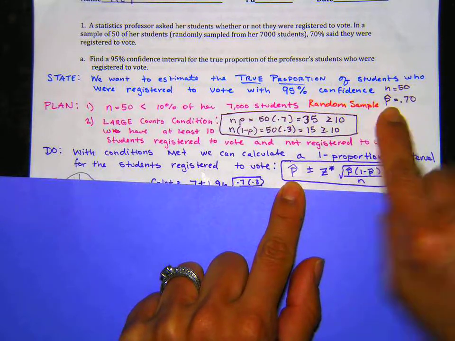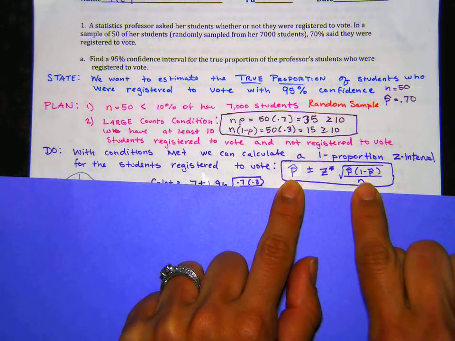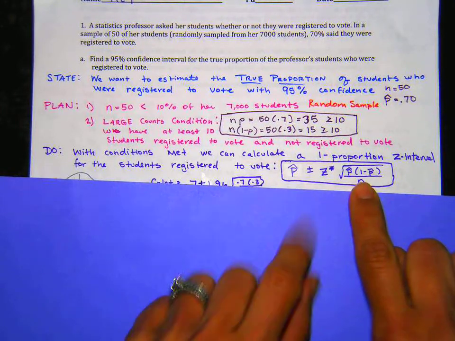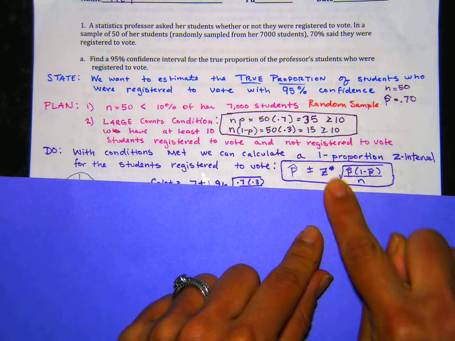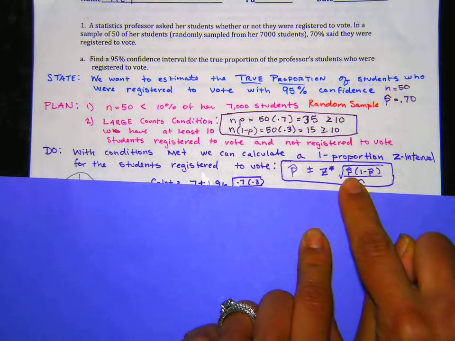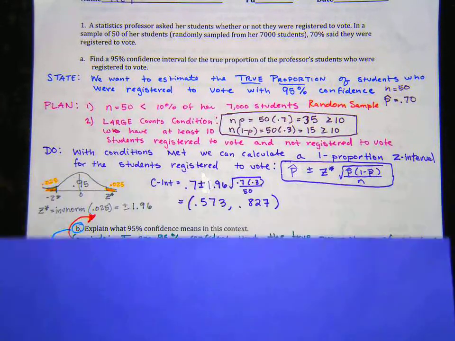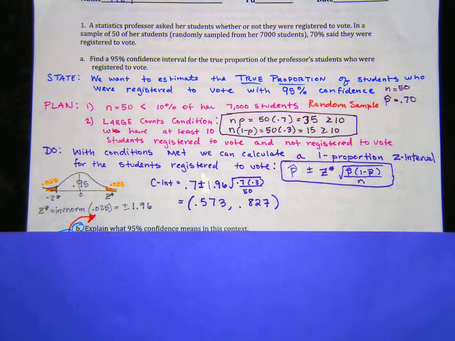We're working with p hats. We wrote that up here. So I have to use the proportion standard deviation. This formula is essentially on your formula sheet, except it says p instead of p hat. Well, we don't have p, so we have to use p hat. And you can see my calculations below.